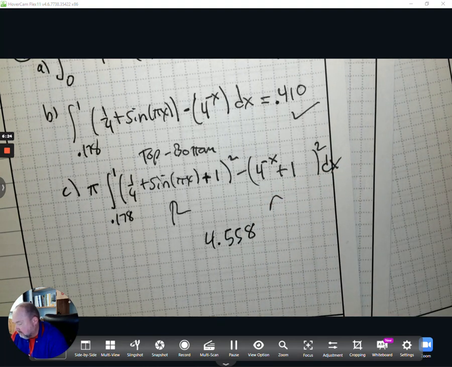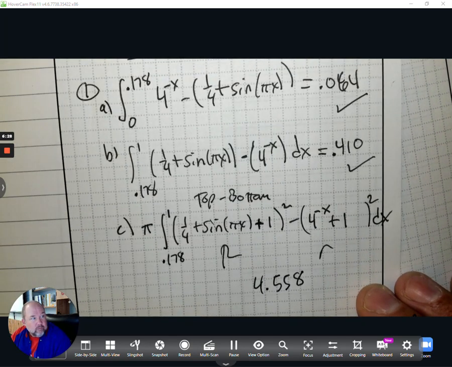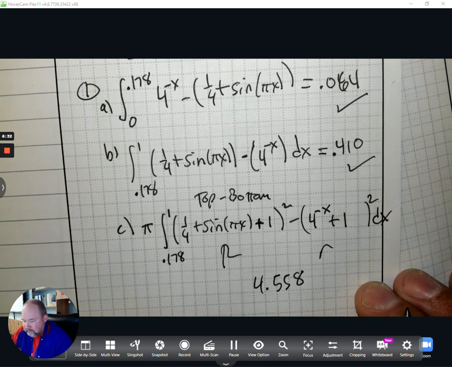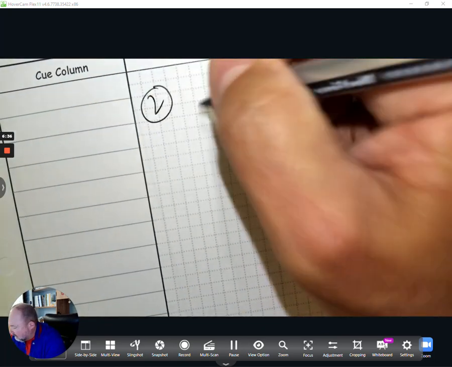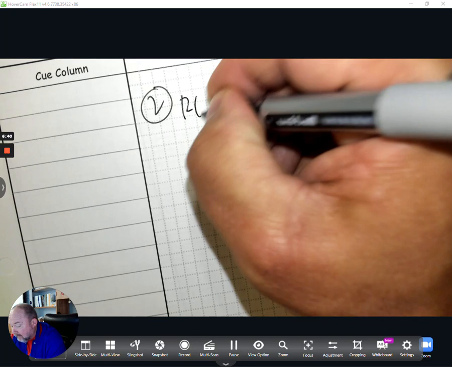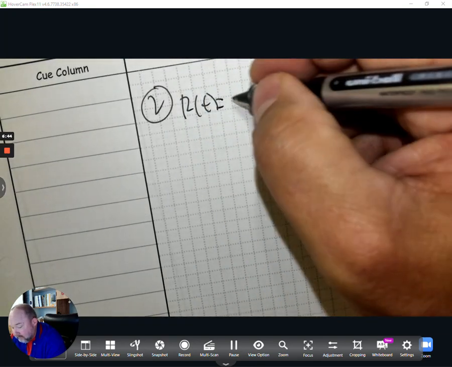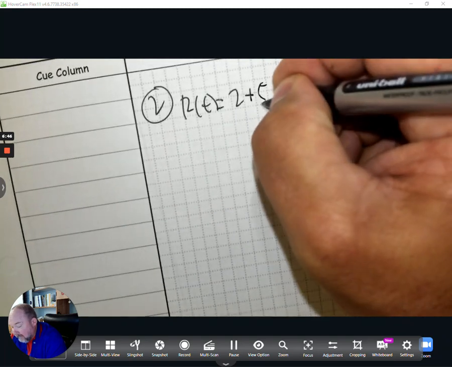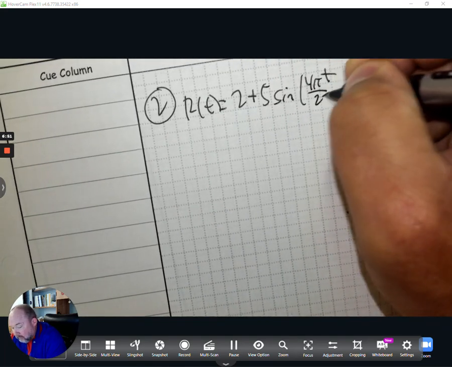Let's see. Well, let's try number 2. Let's see how far we get. Are you ready for number 2? Again, it's a calculator question. The tide removes sand. So R means removed at this rate. So this is already a derivative. 2 plus 5 sine 4 pi t over 25.